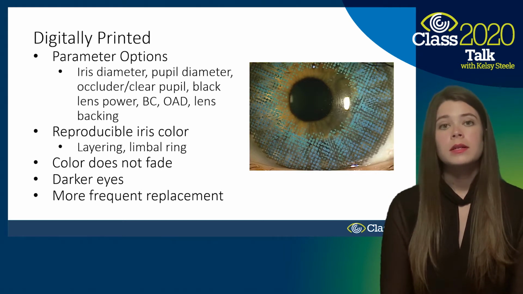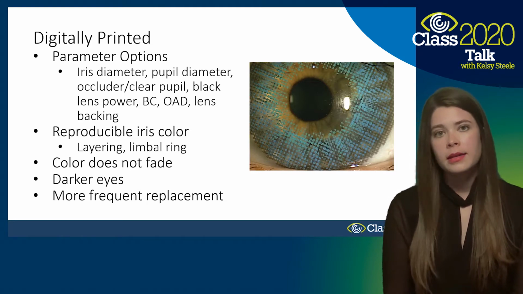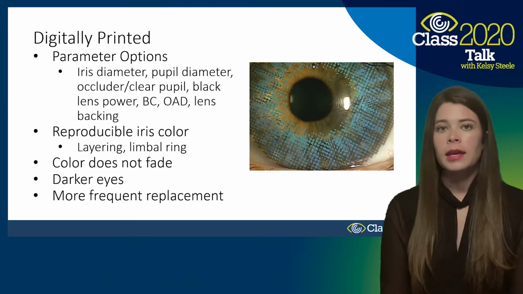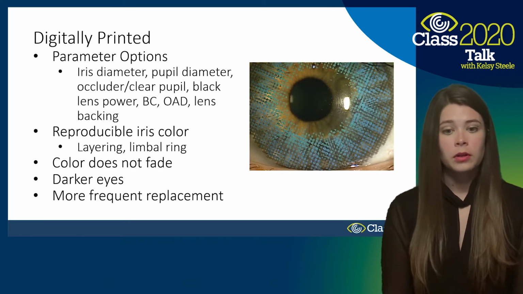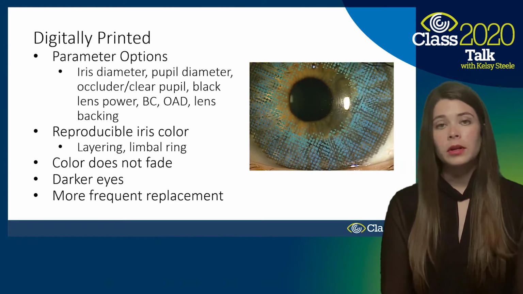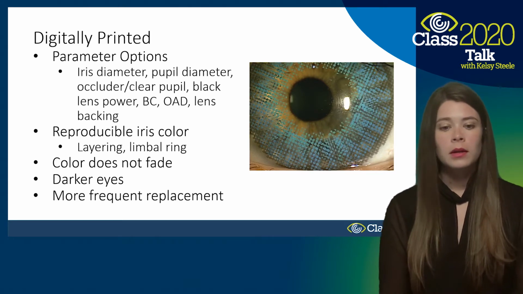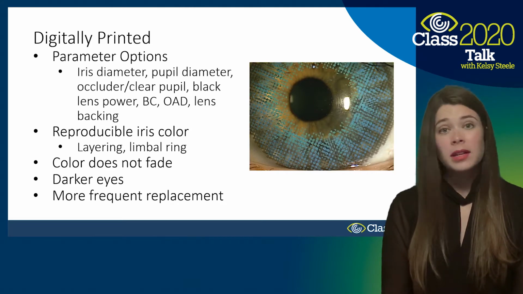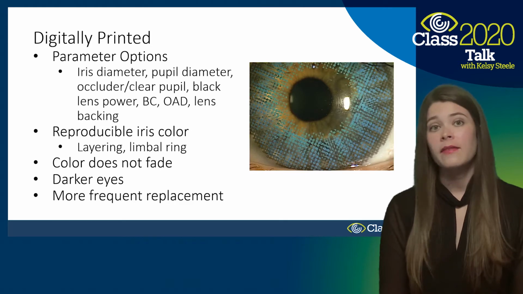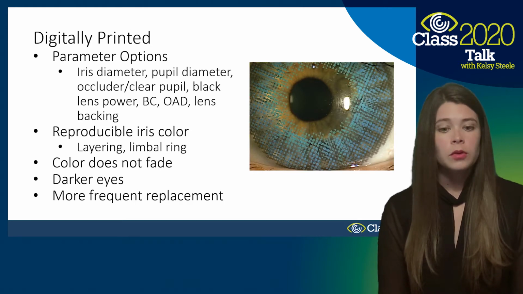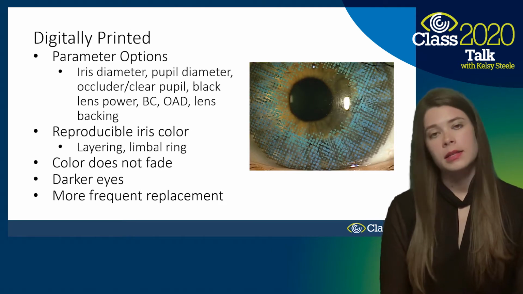Another great option is digitally printed. So these parameter options are also customizable, but a little less so than the hand-painted version. So you can typically choose what iris diameter you want, your pupil diameter, and just like with the hand painted, is it clear or is it occluded? Your lens power can sometimes be added to these too, depending on what lab you go with. They might even have astigmatic options.